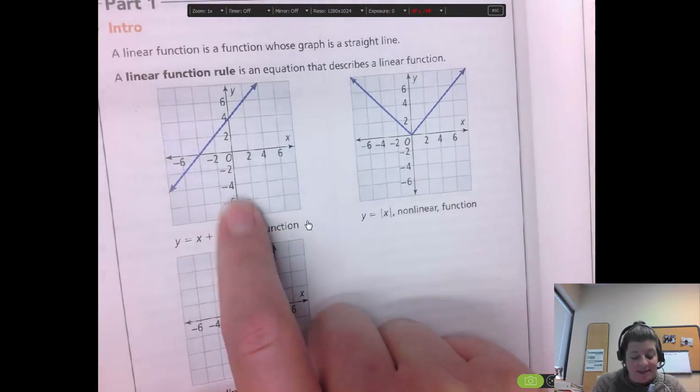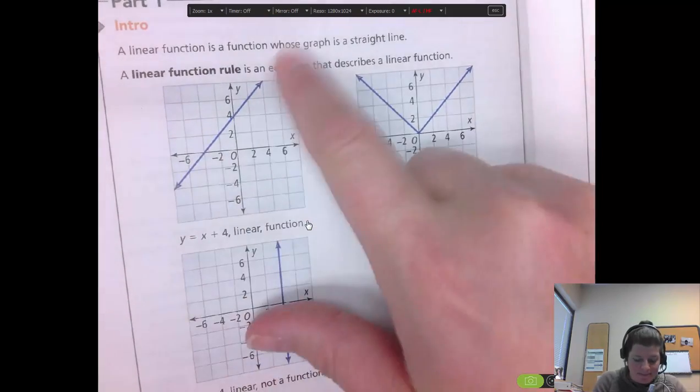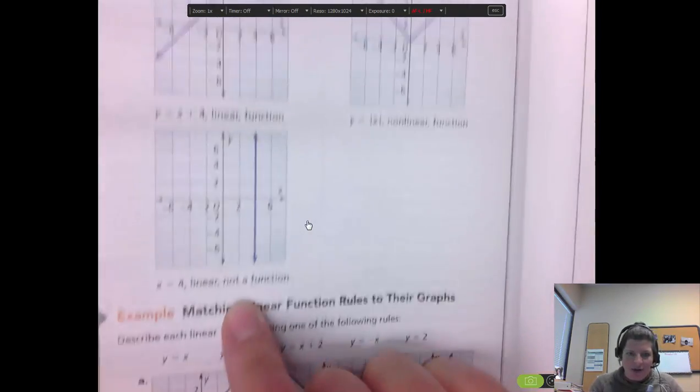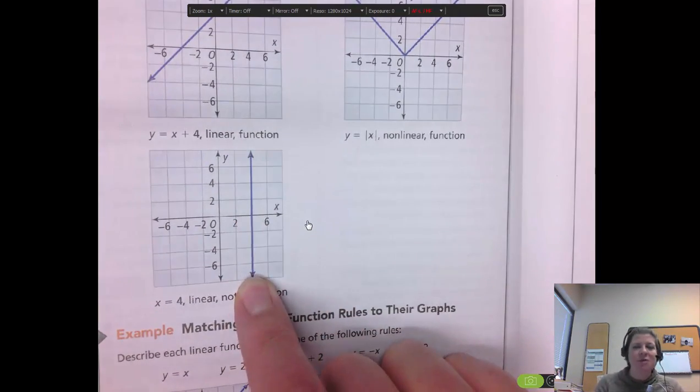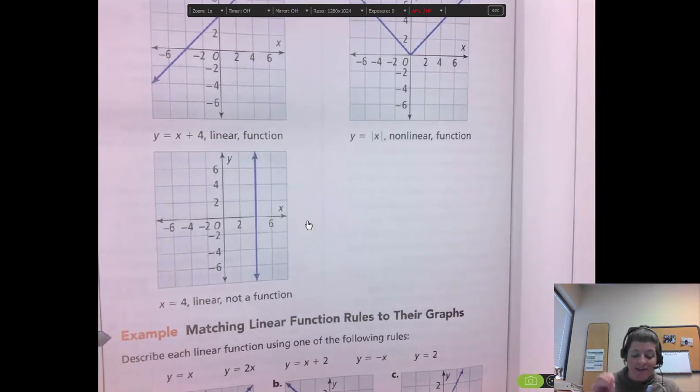This one is linear, right? Goes up. This one is linear, but it's not a function. The only line that's not a function is vertical. So you might want to write that in your notes. Vertical lines do not make a function.